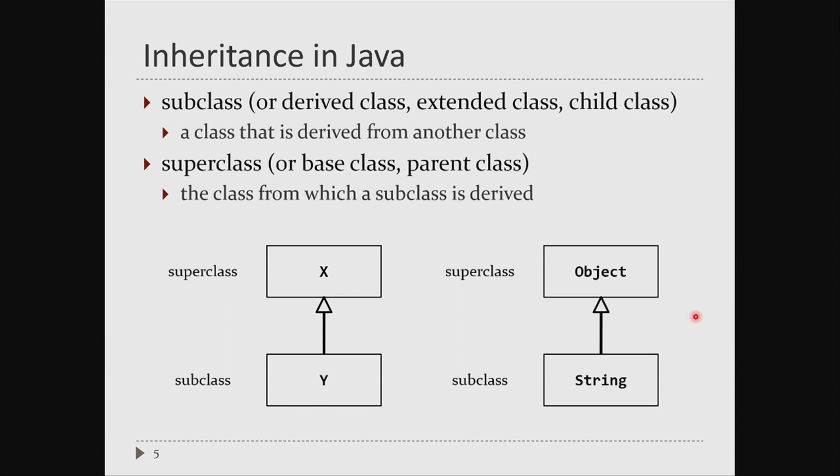Now the relationship is one way. String is derived from Object. Object doesn't know anything about String in this case. String knows everything there is to know about Object. Well, that's not true. String knows about Object because it's derived from Object. Object does not know about String. As far as the Object class is concerned, it has no idea what its subclasses are.